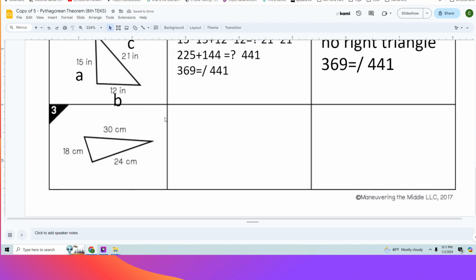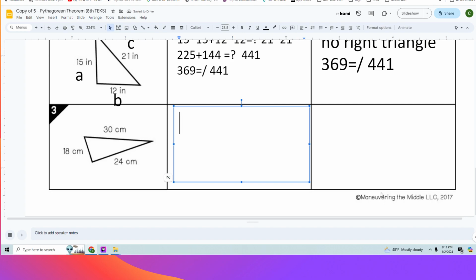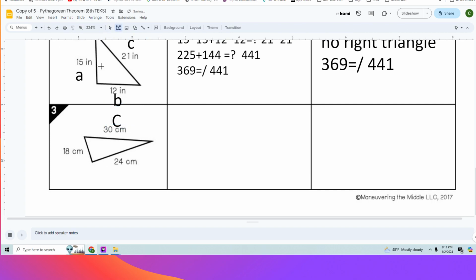Next one, 18, 24, and 30. So I'm going to do the same thing. I'm going to say, okay, if I use the Pythagorean theorem, will my short side squared equal my long side squared? Well, first let's identify my sides. So I look at my long side. Okay, I know 30 is longer than both of them. That must be C. And then this must be my A because they're my shorter sides, and my B. Now, does it matter what short side you call A and B? Not really, just as long as you call the long side C.